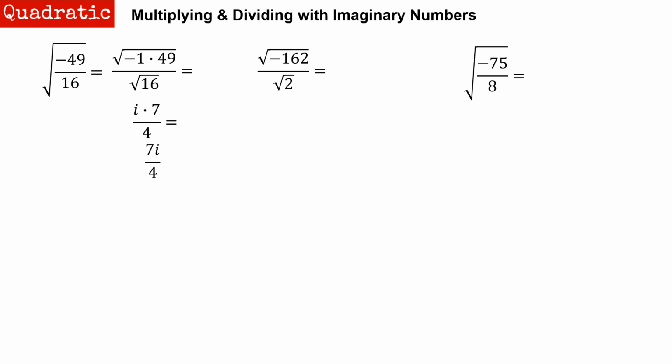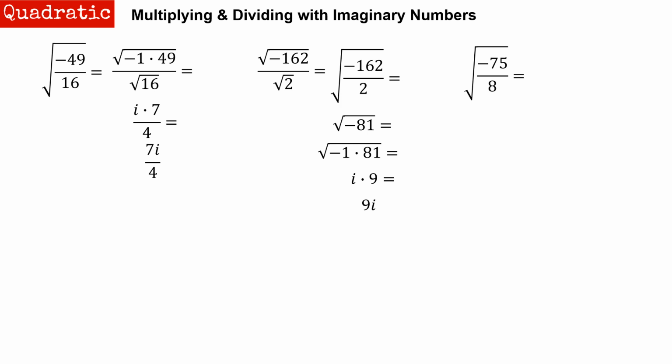Let's look at the next one. Even though it's not written as a fraction, we can actually rewrite it as a fraction. And in this case, when we divide negative 162 divided by 2, we get negative 81. So that's going to give us the square root of negative 1 times 81. The square root of negative 1 is i. The square root of 81 is 9, which gives us 9i. That's our answer.